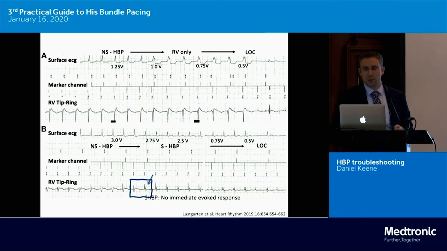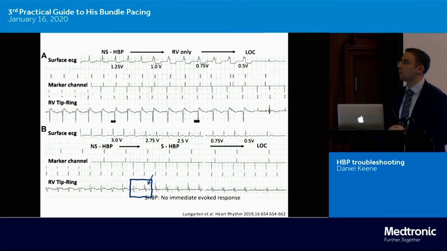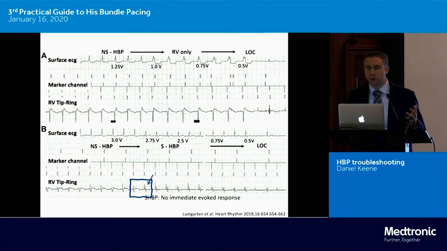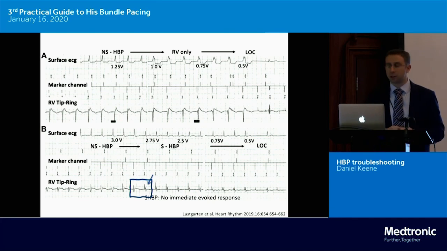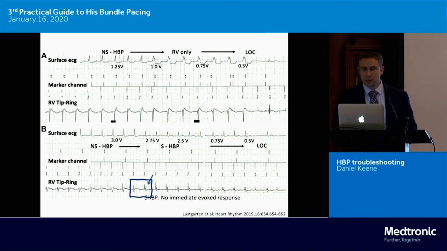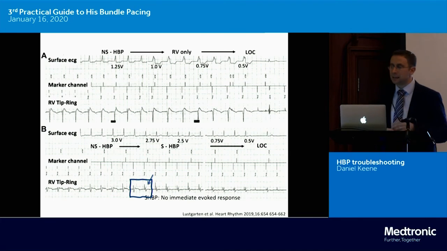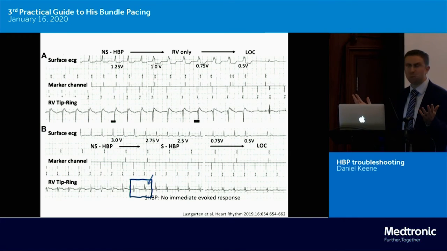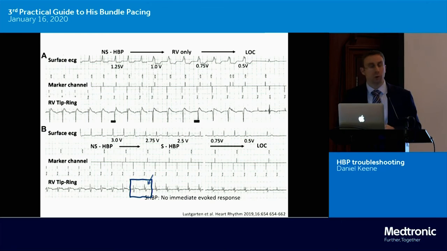But in this example, the use of auto-capture algorithms becomes pretty useless. Here we have non-selective capture with a transition to selective capture at 3 volts, which you can see changes the evoked response, and then we have loss of capture at 0.5 volts. In this example, optimal pacing amplitude would probably be around 2 volts, but the auto-threshold testing algorithm here would report the threshold as 3 volts, and then it would aim to program a much higher than necessary output, perhaps even 6 volts, which would be disastrous for battery longevity.